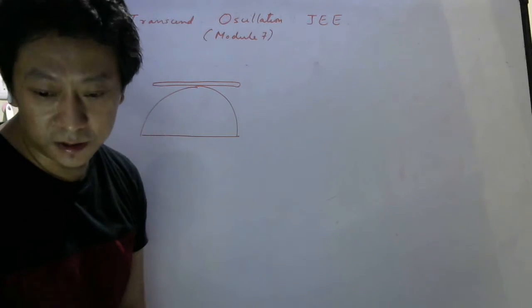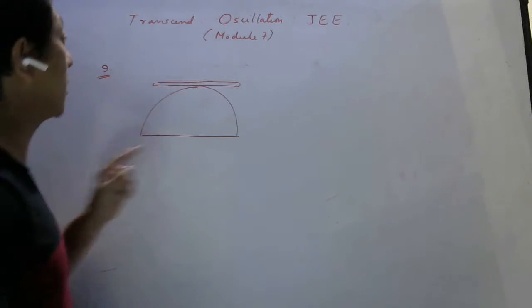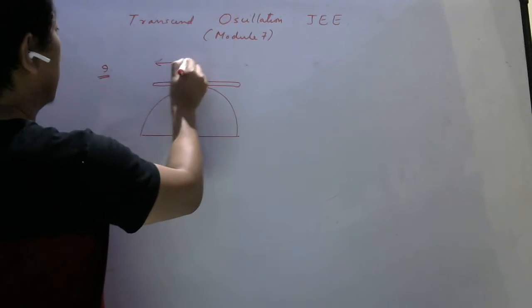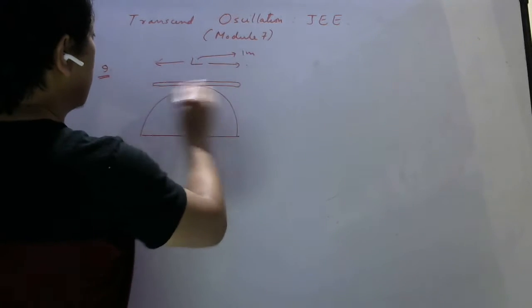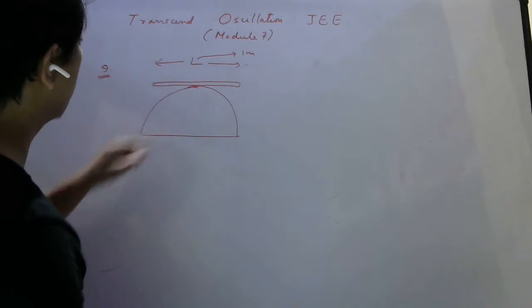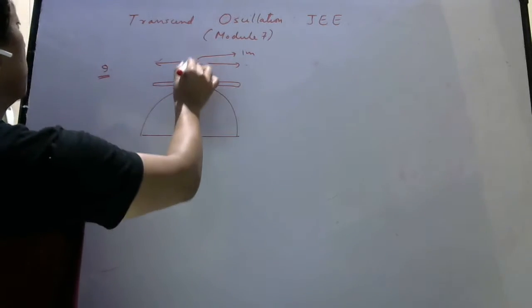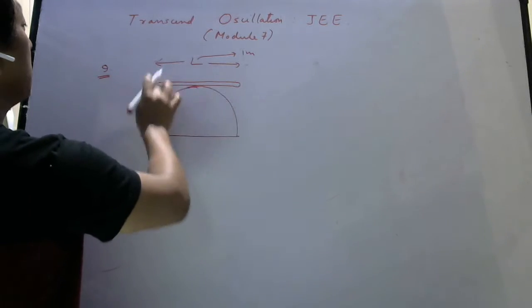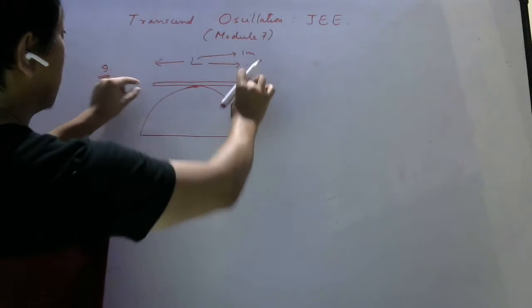Hi students, so let us now solve question number 9. So here there is a meter scale of length L which is given to be 1 meter, resting on a hemisphere, a solid hemisphere like this. So it's in equilibrium right now. The normal force is balancing the mg of the scale. Now it is slightly depressed and then released.